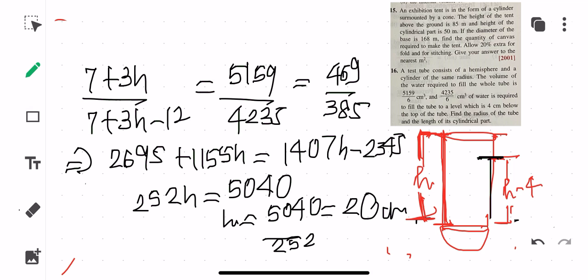Okay, so this happens to be the height of this particular cylinder, and the radius was equal to how much? 3.5. So this was really a very lengthy question, children, but then you should be knowing that this is the only way this sum has to be done.